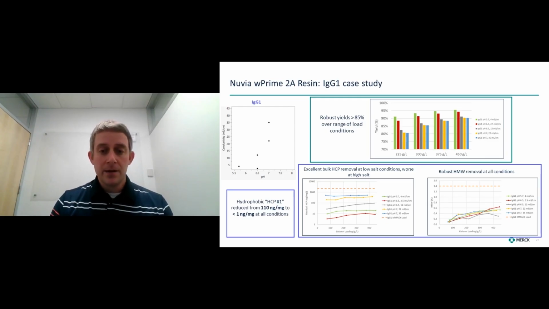And we see for those low salt conditions, very effective removal, from thousands of ppm down to less than 100. Those higher salt conditions, not as good removal, maybe dependent on the distribution of HCP that we're dealing with. And then we see pretty robust high molecular weight removal at all conditions, not a lot of sensitivity there.